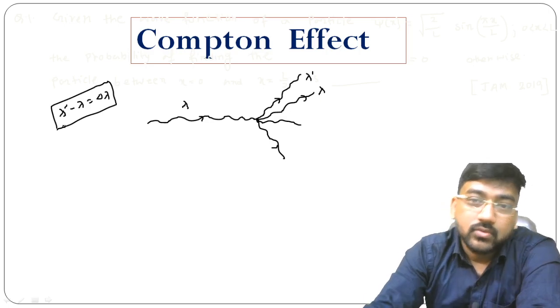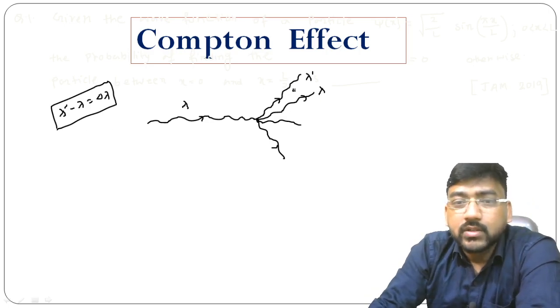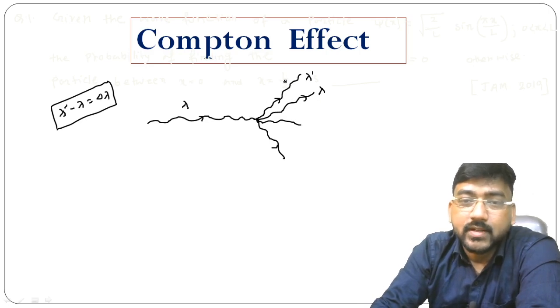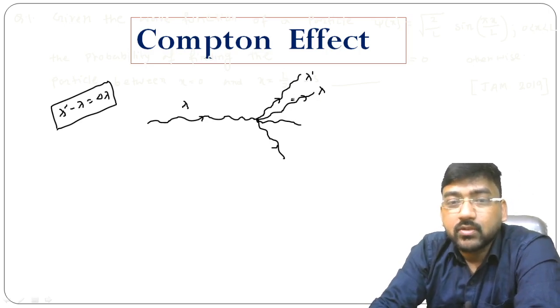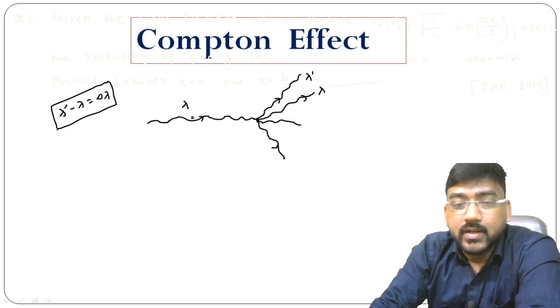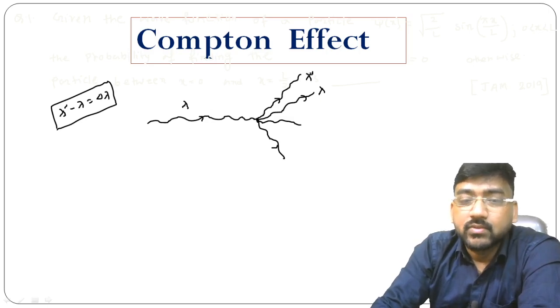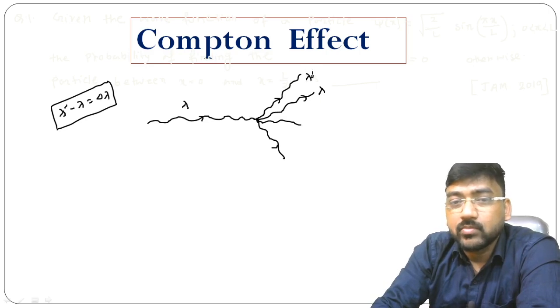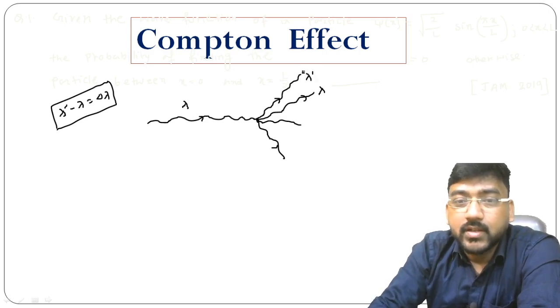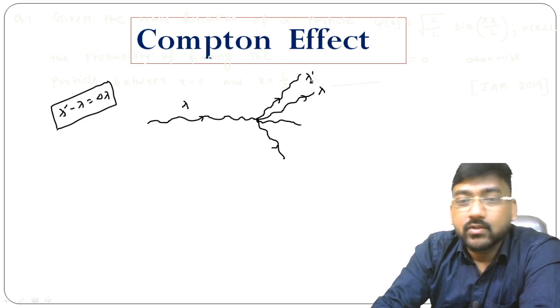According to electromagnetic theory, if you observe at any direction, the scattered photons would have the same wavelength or the same frequency as the incident radiation. Classical electromagnetic theory says this. But here we can see a different wavelength for one particular intensity peak.